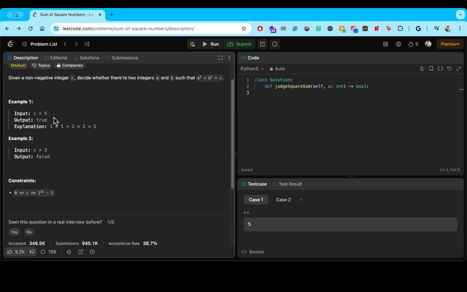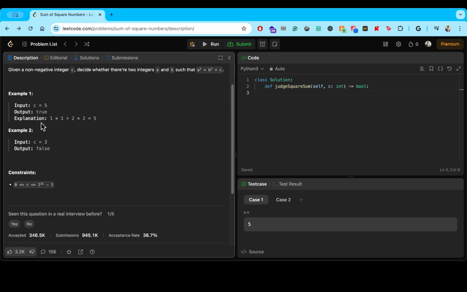So a quick example is when c is equal to 5. In this case, a could be 1 and b could be 2. And when you square them, you have 1 squared plus 2 squared, which is 1 plus 4, which is equal to 5. In that case, a squared plus b squared does equal c, so we return true.